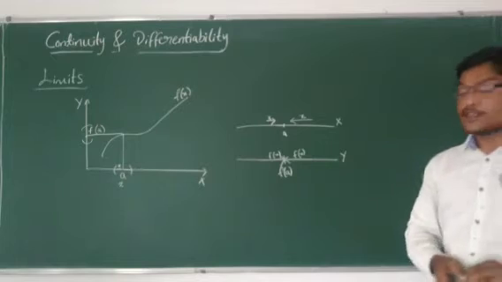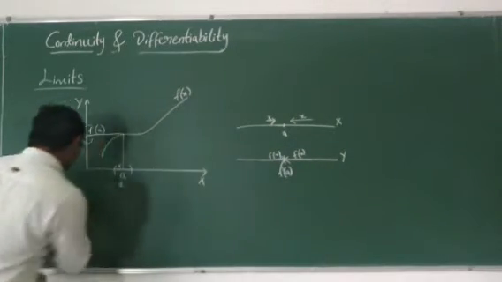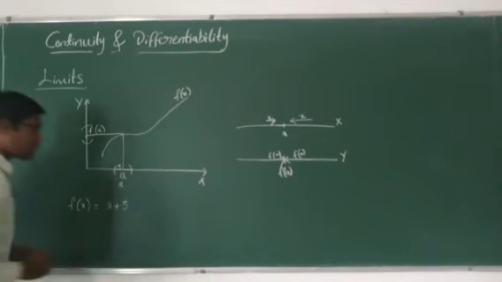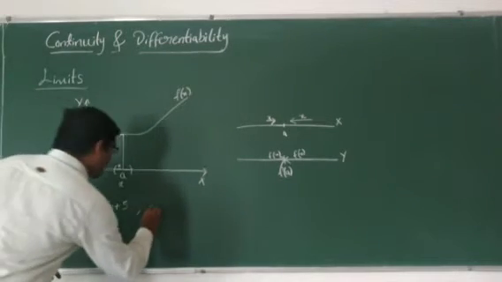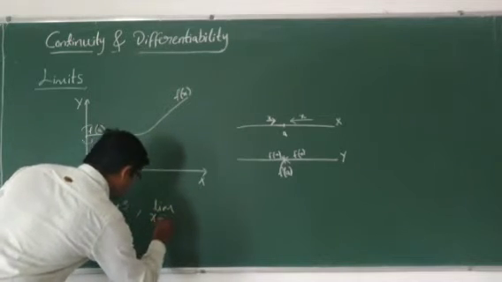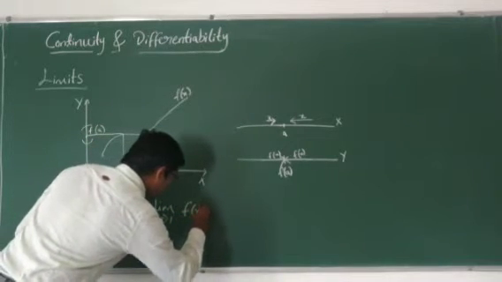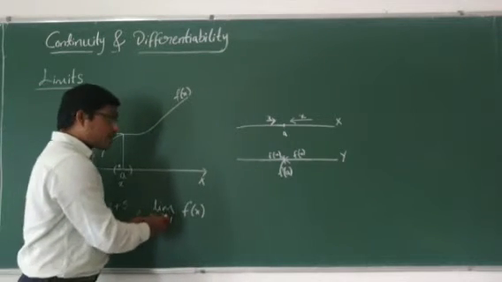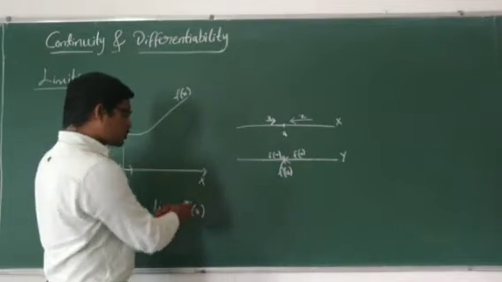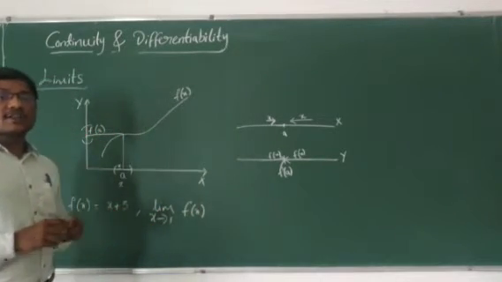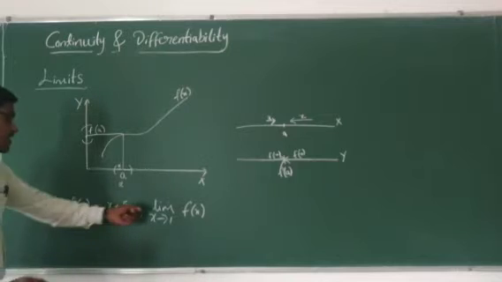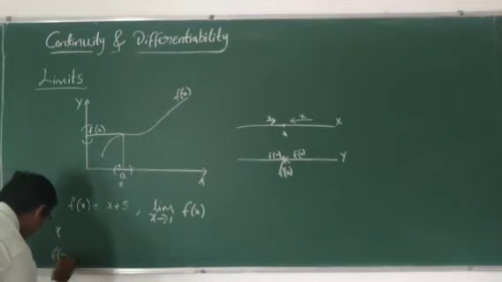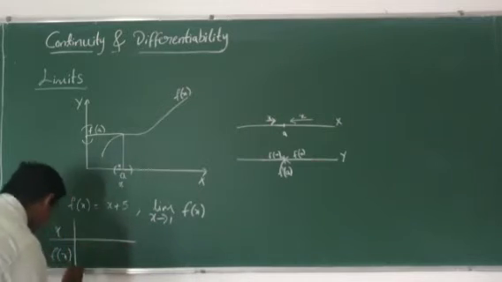to f of A. Suppose if you take a simple example, suppose f of x is equal to x plus 5, you need to find out limit x tends to 1 f of x. That means when you approach very close to 1, what happens to f of x? What are the values that you get? Understand this by one simple table. I take x here, I take f of x here.